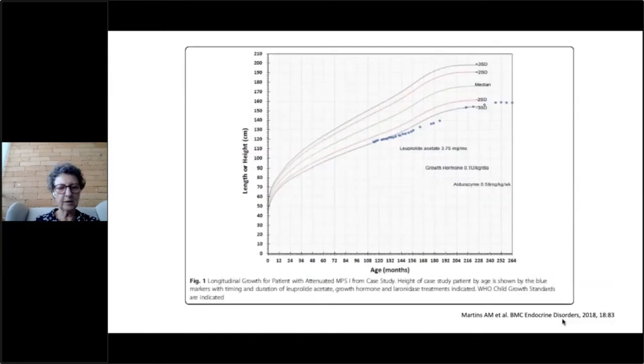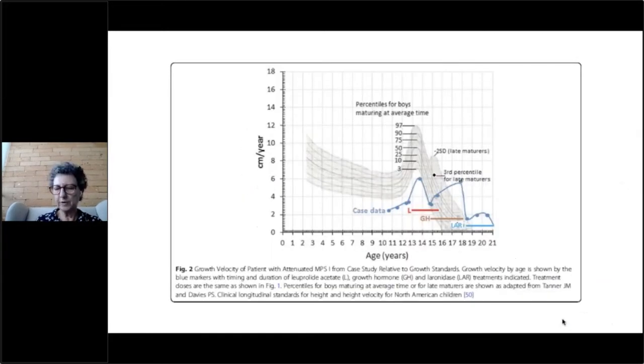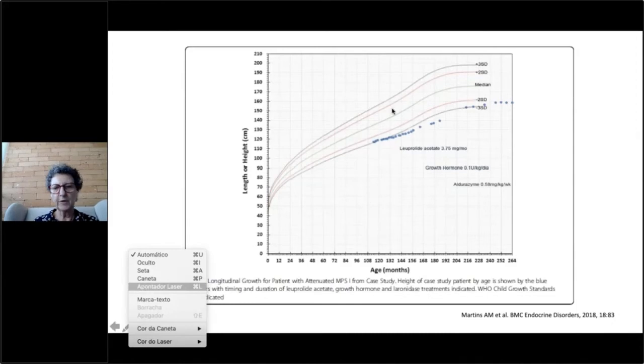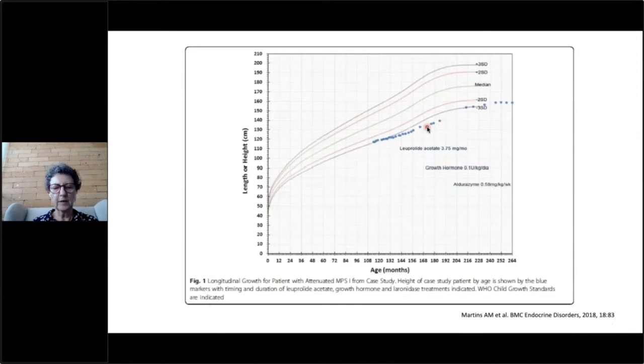Here is the longitudinal growth for patients with attenuated MPS I from the case study. Height of the case study patient by age is shown by the blue markers, okay, with the timing and duration of leuprolide acetate, growth hormone, and laronidase, the Aldurazyme.